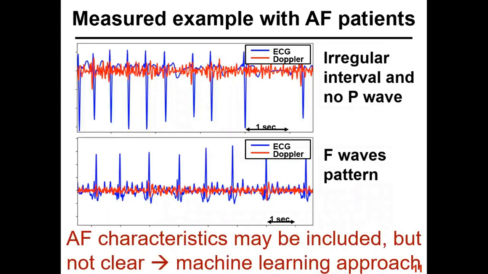This slide shows a measured example of AF patients. The AF characteristics may be included in both the Doppler wave and the ECG wave. This ECG wave shows the irregular interval and no P wave pattern. And this ECG shows the clear F wave patterns in the baseline. I think it may also be included in the Doppler wave, but it's not clear. So finally, we adopt a machine learning approach to classify the AF patient and the normal waves.